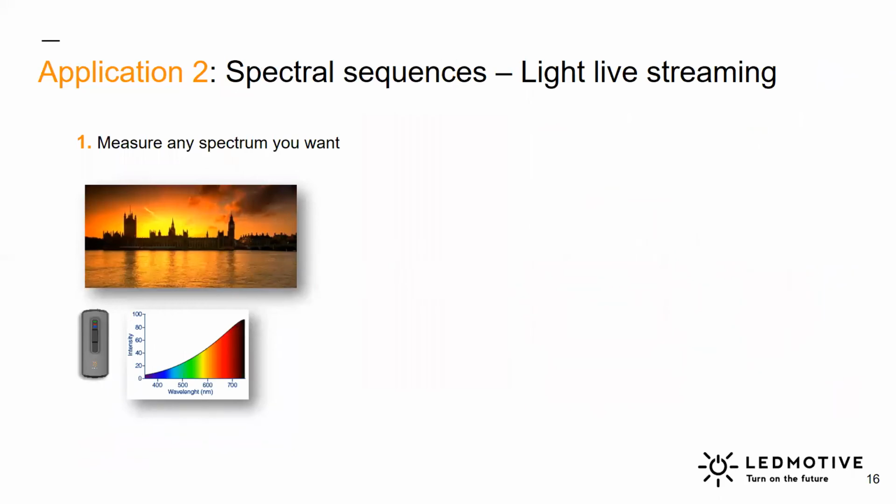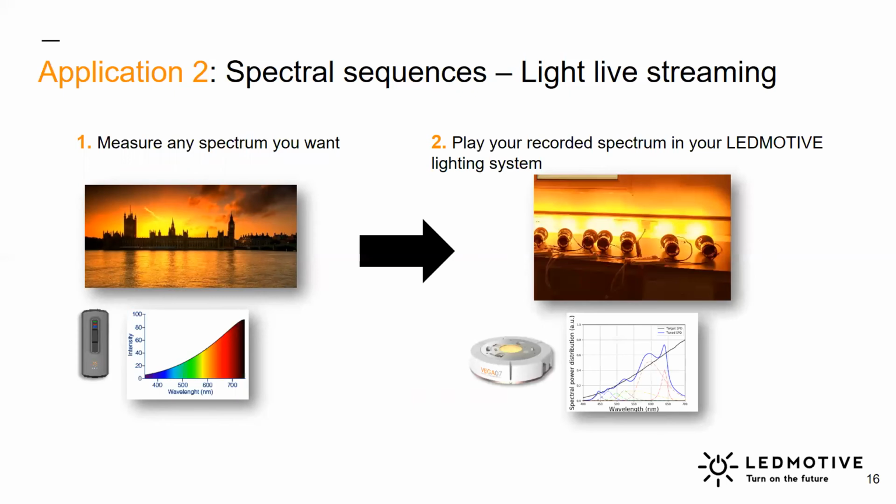This is the second application. This scenario represents the full cycle of the Ledmotive ecosystem. First, we measure a light spectrum with our spectrometer, in this example, a sunset. And then we select the spectrum to be played and send it to the luminaires and fixtures containing the Ledmotive light engines, mimicking the same spectral shape and the same color in our indoor installation.